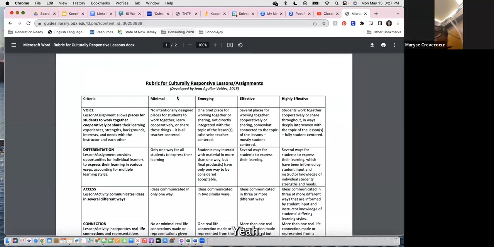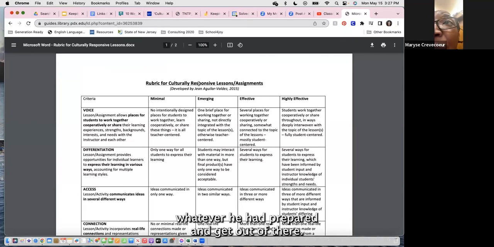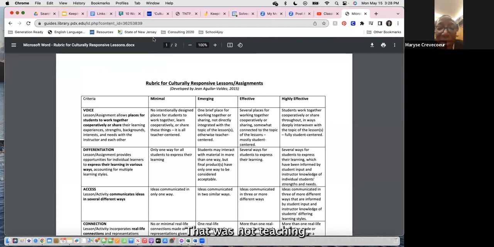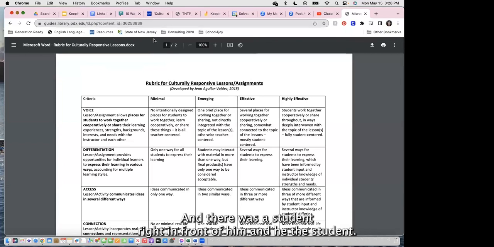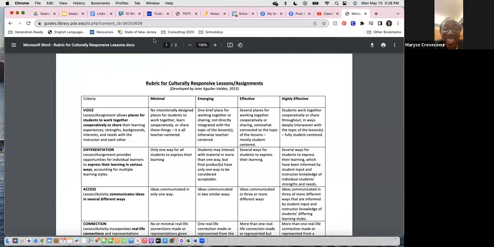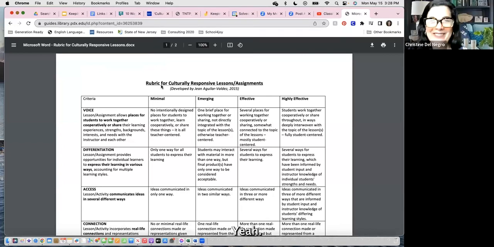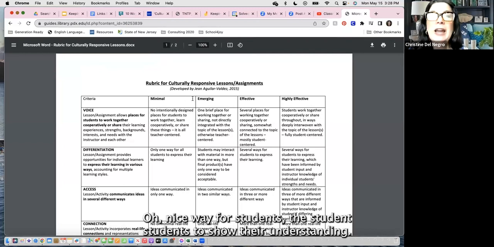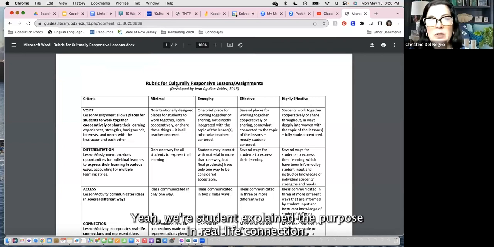Yeah. He looked so in a hurry to just finish with whatever he had prepared and get out of there. There was a student right in front of him, and the student had his head down. He didn't even address that. Exactly. No way for students to show their understanding. Where students explained the purpose and real life connection.